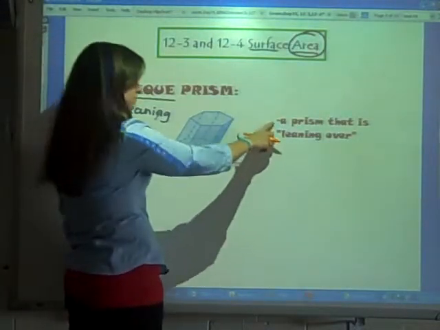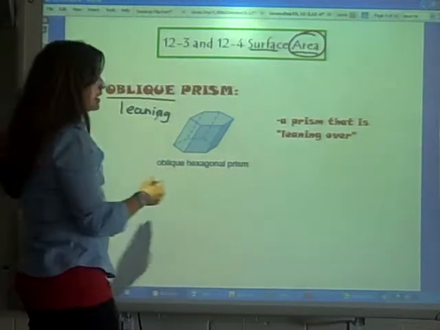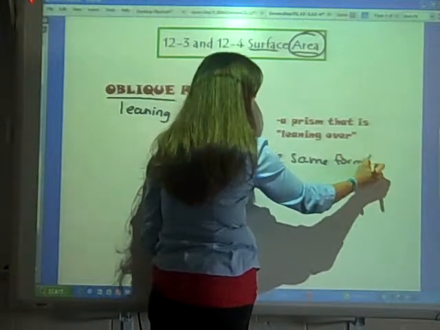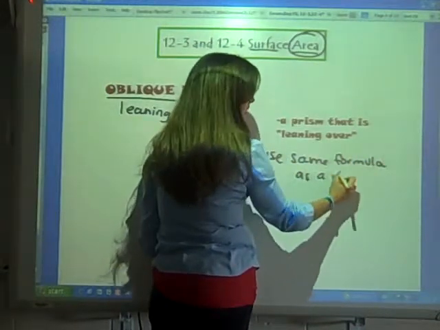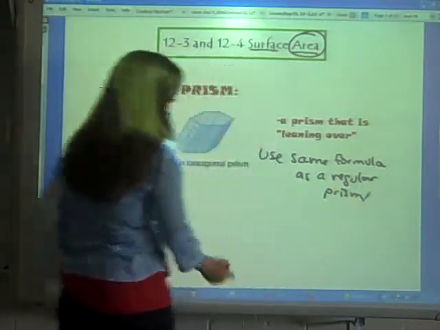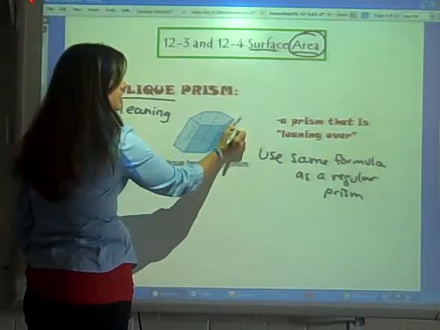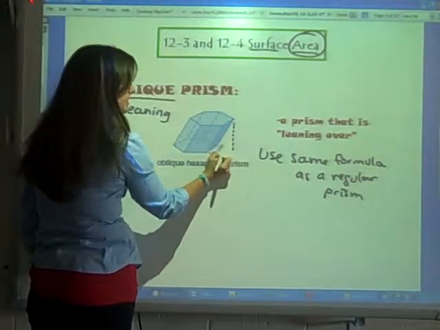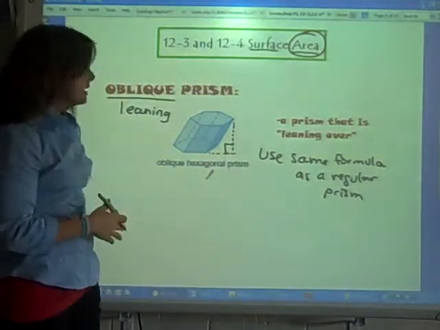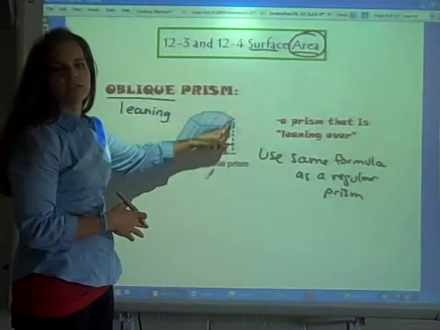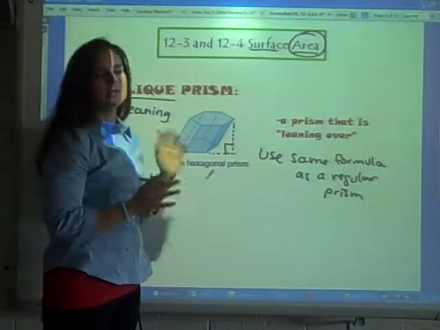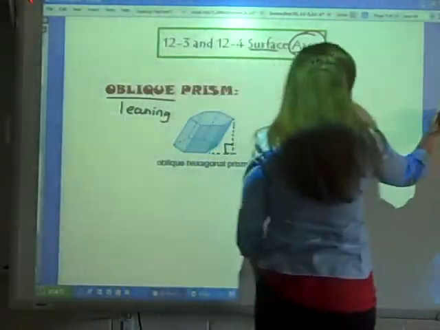Okay. When we see this, we are going to use the same formula as a regular prism. Nothing's going to change. The only thing we need to think about here is where the height is going to be. We always go straight down to get height. So when we get into the volume section, that's going to be important for us to think about, the straight down. You're not going to work with oblique prisms any differently, but there they are. We can use them if we need to.